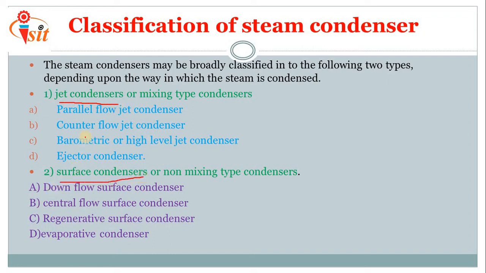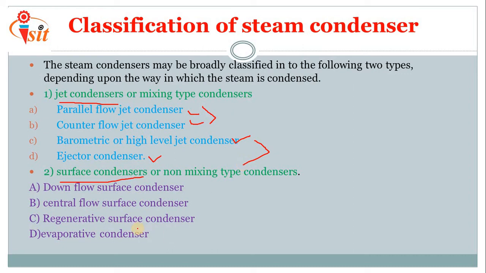Okay, so the jet condenser again has two types: parallel flow jet condenser and counter flow jet condenser, then the barometric type jet condenser and ejector type jet condenser. The parallel and counter flow jet condensers are supposed to be high level jet condensers, and the barometric and ejector types are on the low pressure side, or you can say low level jet condensers.